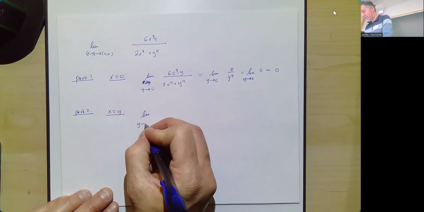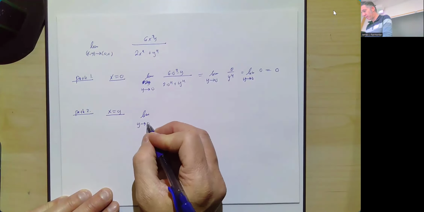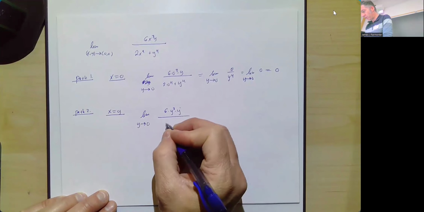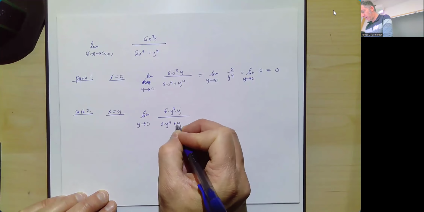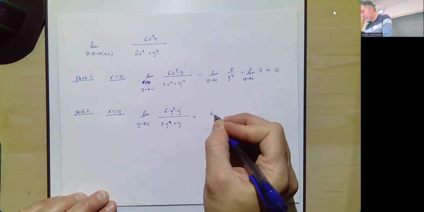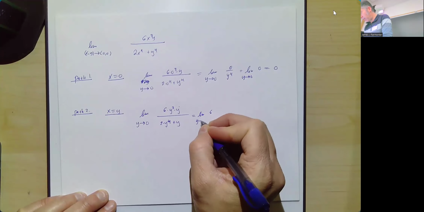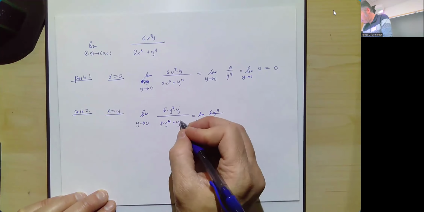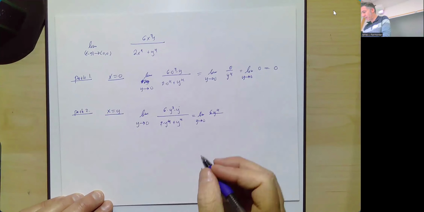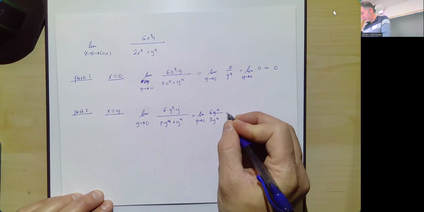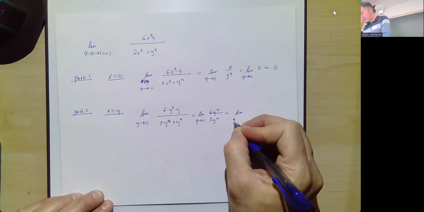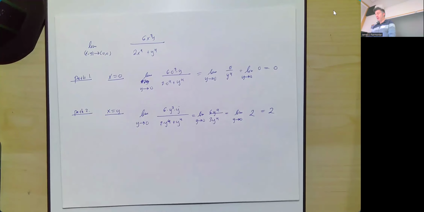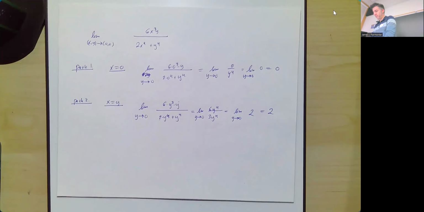Let's replace the x's with y's and say we have the limit as y goes to 0 of 6 times y cubed times y over 2 times y to the fourth plus y to the fourth. Sorry, the limit as y approaches 0 of 6y to the fourth over 2y to the fourth plus 1y to the fourth, which is 3y to the fourth. The y to the fourths cancel, and 6 divided by 3 is 2. So the limit as y goes to 0 of 2 is 2. And that's enough to say that the limit does not exist.